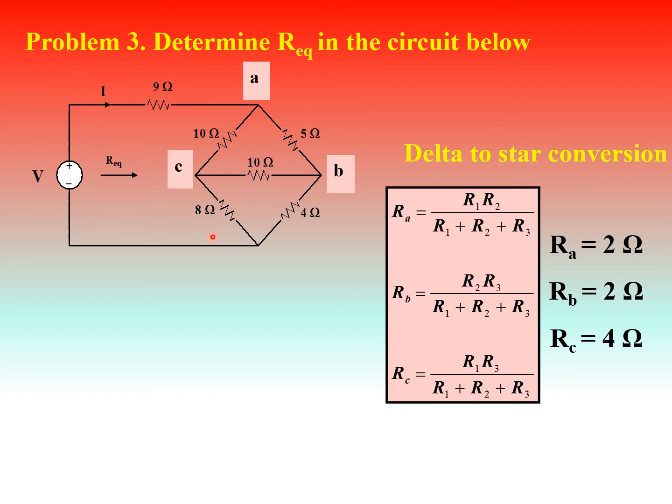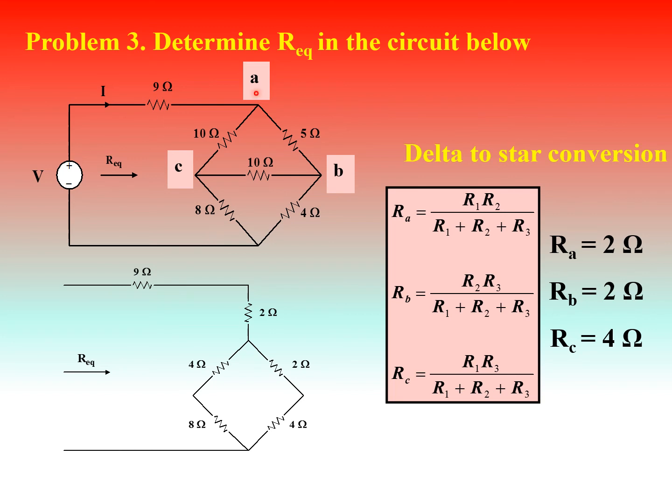Now you have to convert that delta into a star as shown here. Between these three terminals, A, B, C, I have taken the star here with these RA, RB, RC as shown here. So now this circuit is much easier to solve.